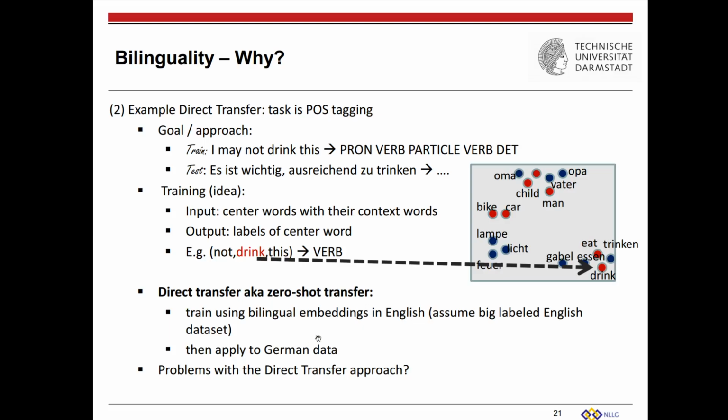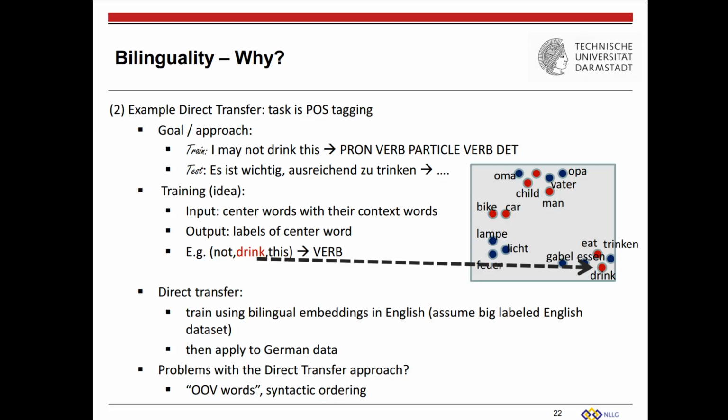And what are problems with this direct transfer approach? One problem is the syntactic ordering. Different languages have different syntax. For example, in German, you can put the verb at the end of a sentence, and in English, you usually cannot do that. And if you only train on English data, then you would probably expect that your classifier would not perform so well for the German data.